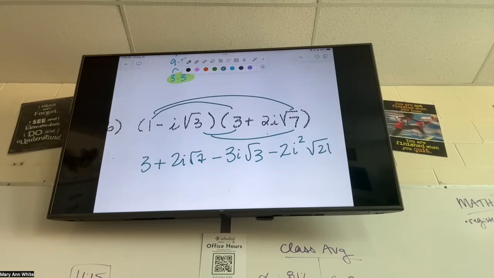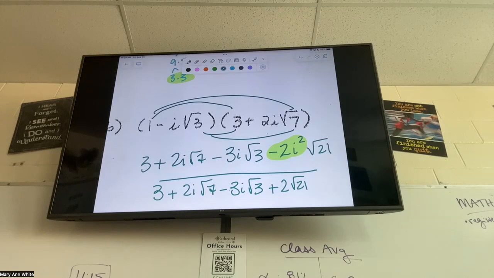No. Why can't we do the 3 and the 2? The two i's? Nope, because what do they have attached to them? Roots, root 7 and root 21. Can I add them if they have different roots attached to them? No. So as gross as this looks, this is about as simple as it gets. The only thing I do want to do is simplify this negative 2i squared down to just plus 2. So 3 plus 2i root 7 minus 3i root 3 plus 2 root 21 is as good as it gets.